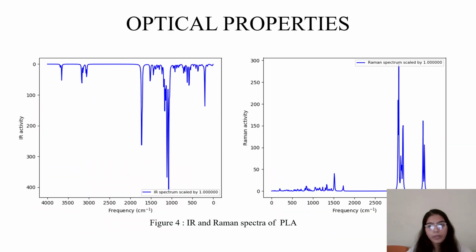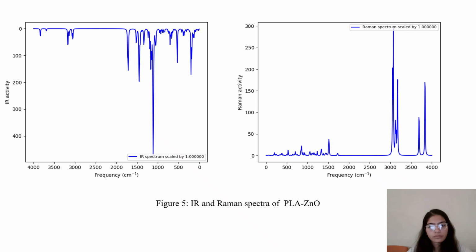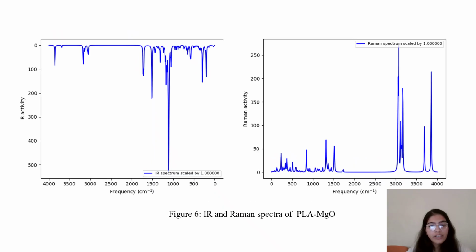These are the optical properties. These figures show the IR and Raman spectra of pure PLA and its composites. The peak intensities shift upon metal oxide incorporation, confirming structural and vibrational changes. PLA-MgO and PLA-ZnO exhibit higher peak intensities and broader vibrational bands, indicating strong dipole activity and improved interaction with incident radiation.